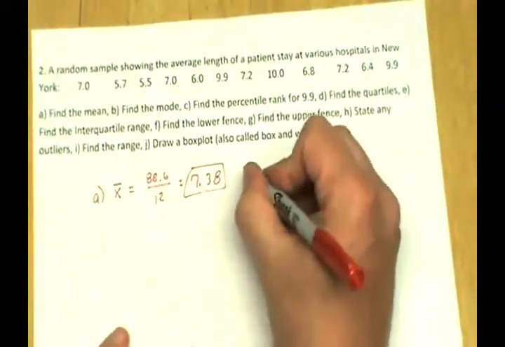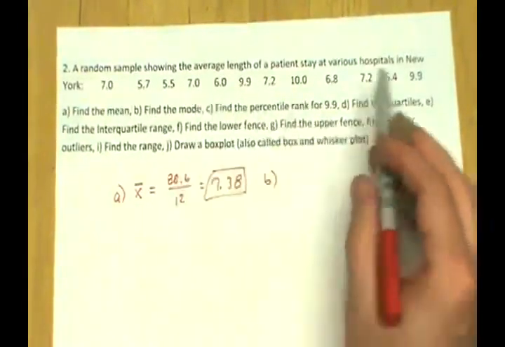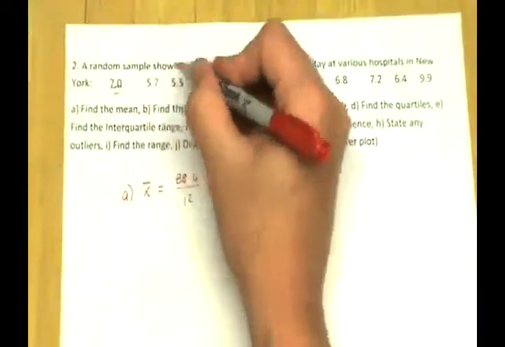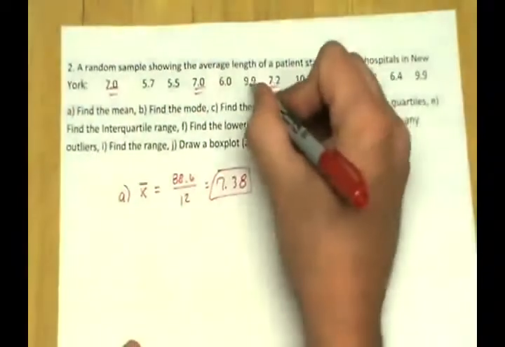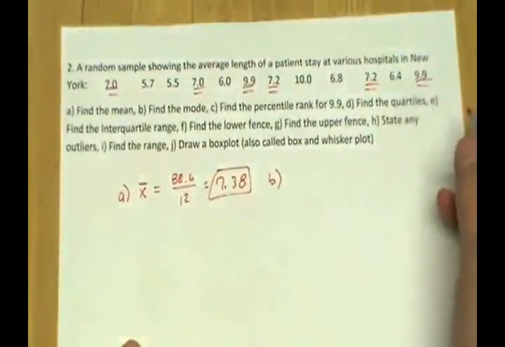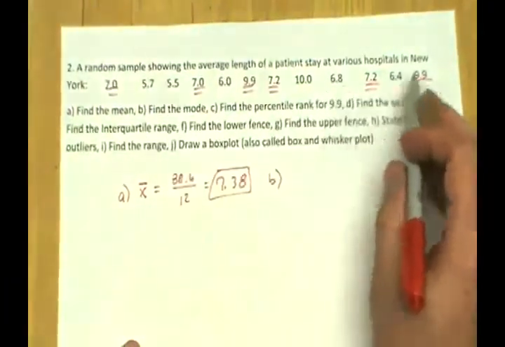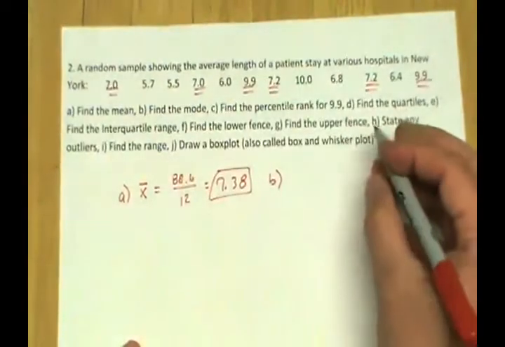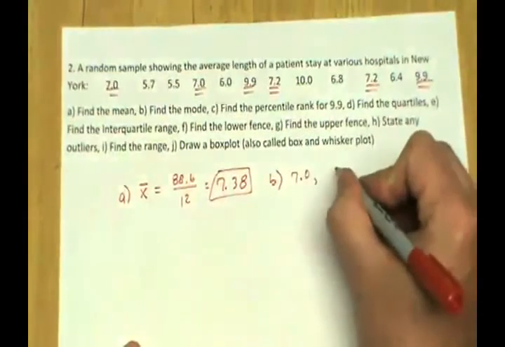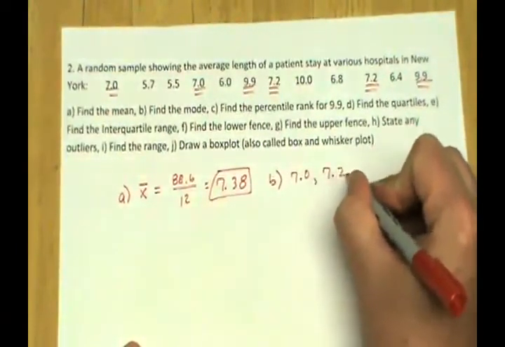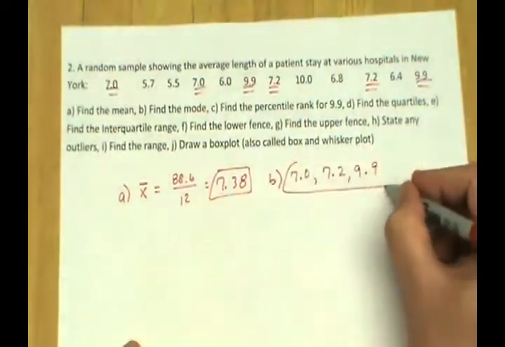Okay, find the mode. So for part B, we're looking at mode. We're looking at anything that repeats. Looks like we have a 7 here and a 7 here, and we're looking at anything else here. So 7 repeats. We're also looking at 7.2 and 7.2 repeats. Also, I'm looking at 9.9 and 9.9 repeats. And we're trying to see if anything else repeats. We have a 5.7, no other 5.7s, a 5.5. So this is 3 modes, in no particular order. 7.0 is a mode, 7.2 is a mode, and 9.9 is a mode. So we're looking at 3 modes.